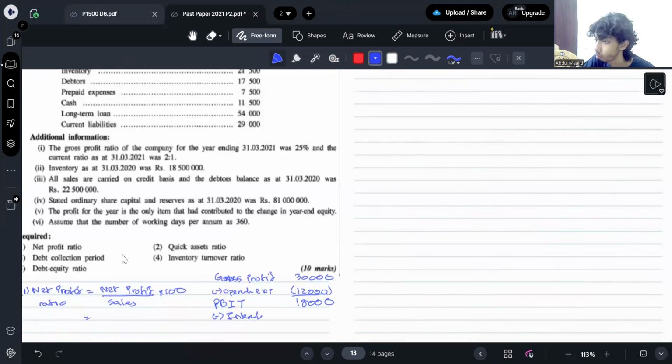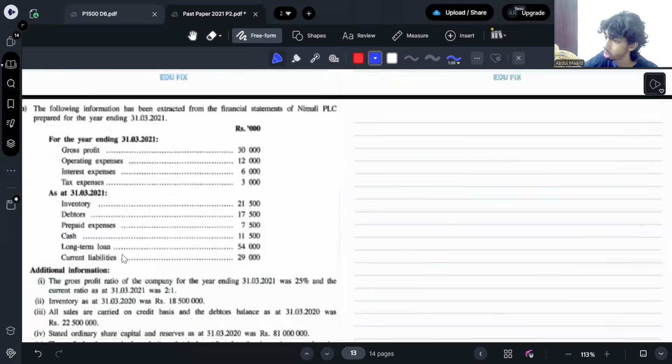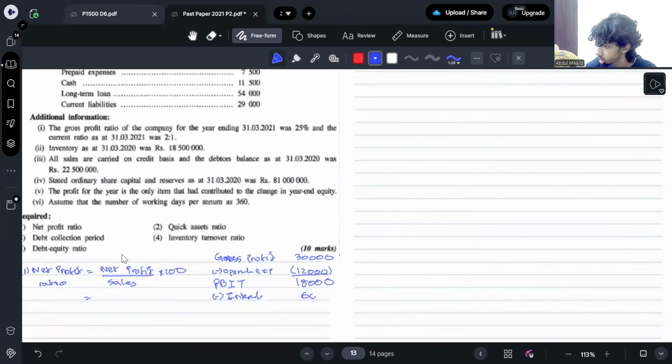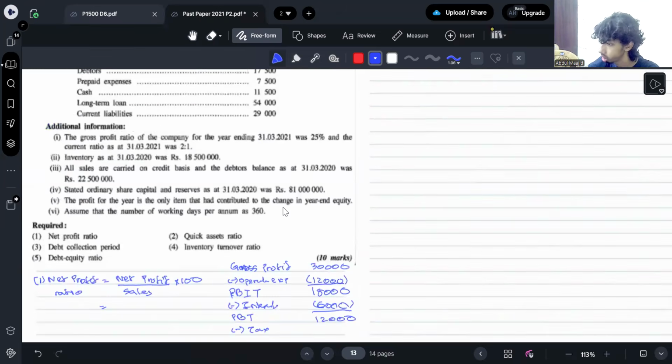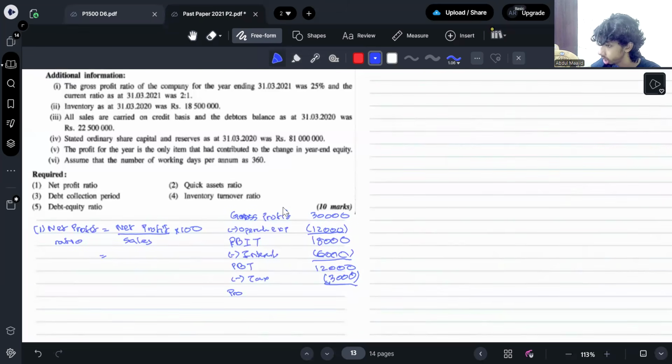Interest 6,000. And from that, if you deduct the interest, you will get profit before tax. 18,000 minus 6,000, that is 12,000. From this, if you deduct tax, the income tax expense 3,000, you will get the net profit or profit for the year. Profit for the year or profit after tax, or net profit, either one.